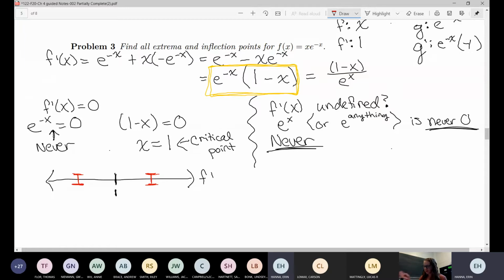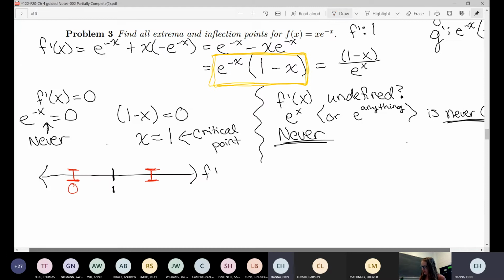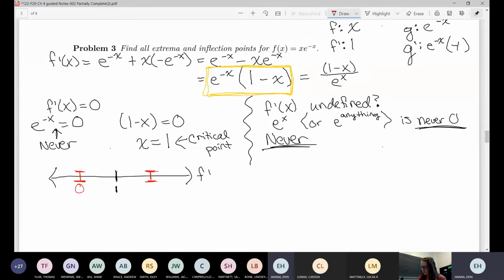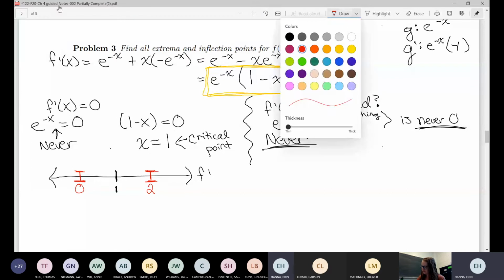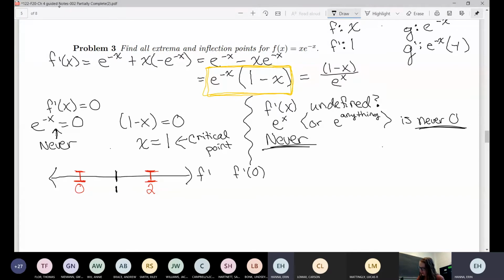So we need test points: something less than 1 and something greater than 1, and you can pick whatever numbers you want. I'm going to pick 0, and I guess I'll just go with 2. We're going to plug both of those into the derivative, so we need to find f prime of 0 and f prime of 2. I'm going to use that e to the negative x times 1 minus x form again. So we'll get e to the 0 times 1 minus 0. This is another situation where I personally would just look at the sign instead of figuring out the number. Remember, you don't actually need to figure out the number, you just need to figure out the sign.